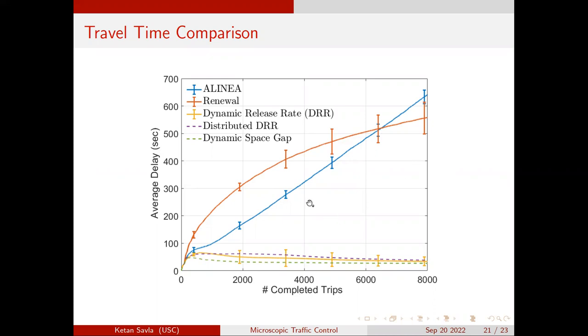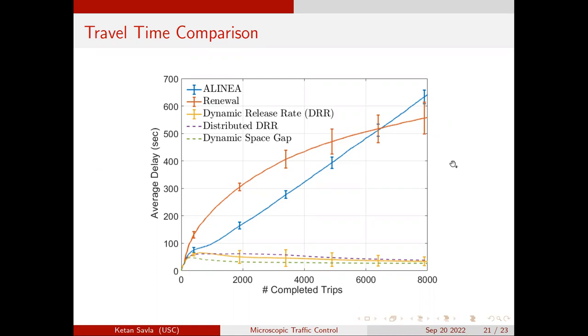This doesn't mean to say that when we go to low and medium traffic, our policy will necessarily perform better in terms of travel time. In fact, if you look at the renewal policy here, which was a policy which requires the network to empty before it releases the next batch, as you can expect, its travel time is high. But in terms of the saturation, as you get closer to congestion, it does better in terms of travel time, as you would expect, than the competing ones.